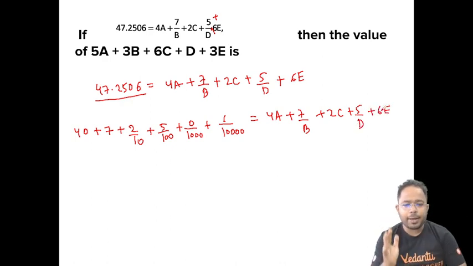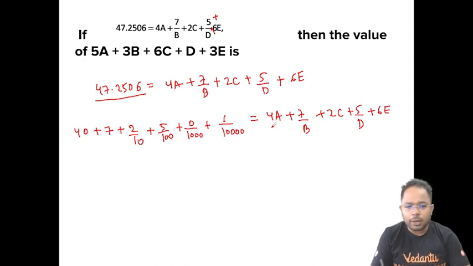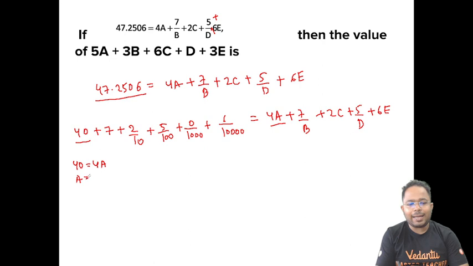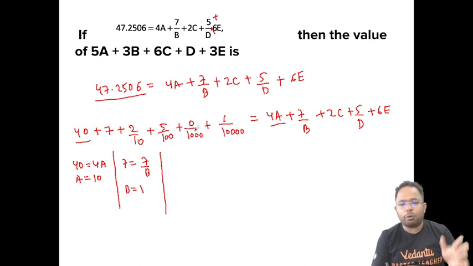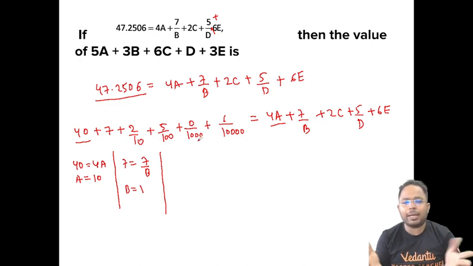Now try to compare the left hand side and right hand side. Comparing 4a with 40, 40 is equal to 4a, so a is equal to 10. Similarly, 7 is equal to 7 by b, which gives b is equal to 1. We are comparing, so you can see 1, 2, 3, 4, 5 on this side, and on this side we have 1, 2, 3, 4, 5, 6. Why is one side more? Because we have got a 0 here, 0 by 1000, that's again a 0 only.